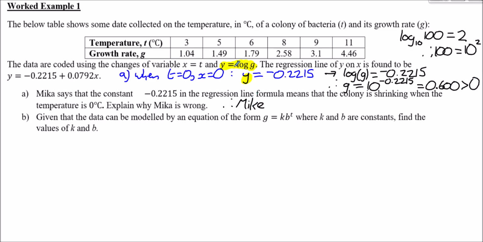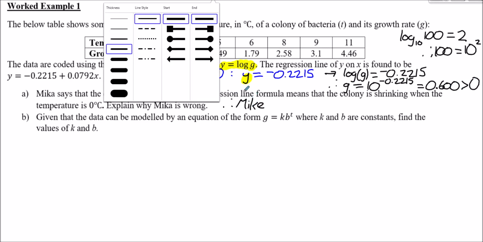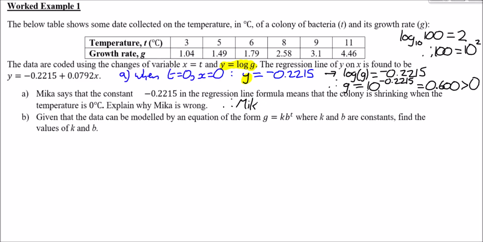Not Mike. Sorry, I'm thinking of a Mike there. Mika is wrong because 0.6 is a positive growth rate.